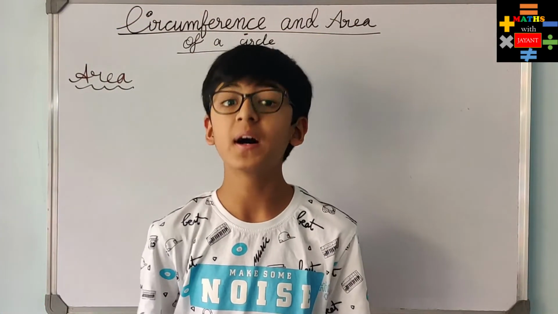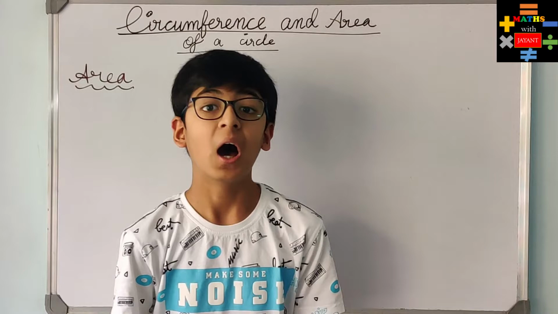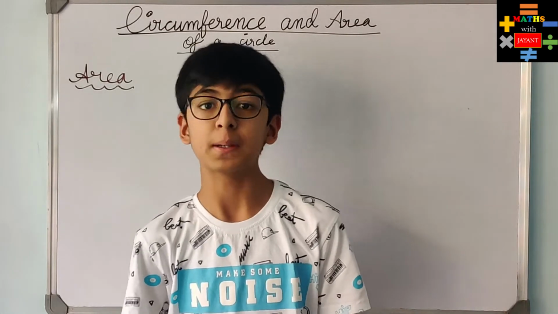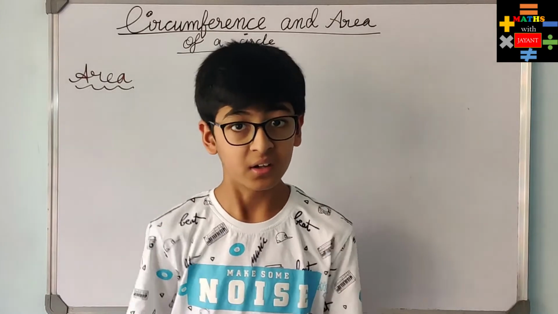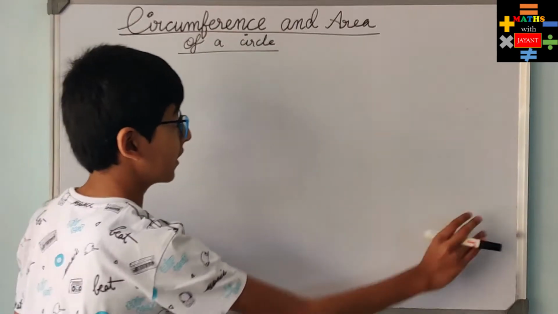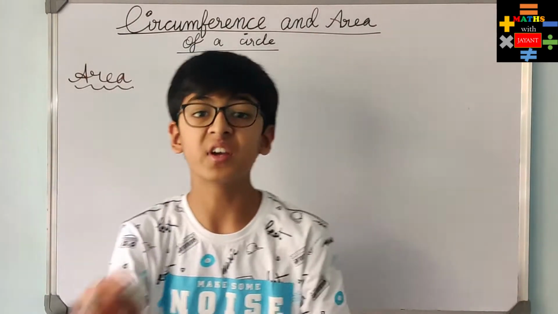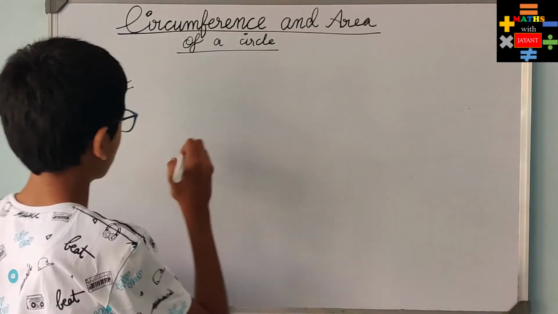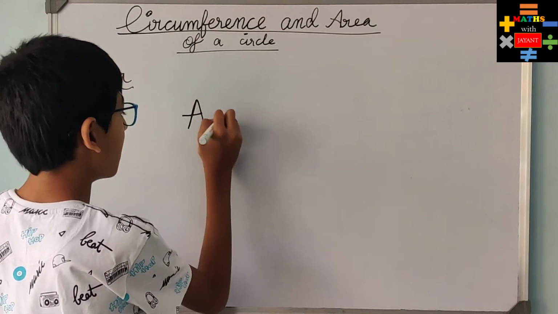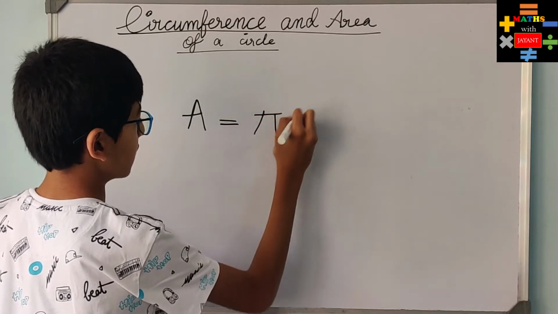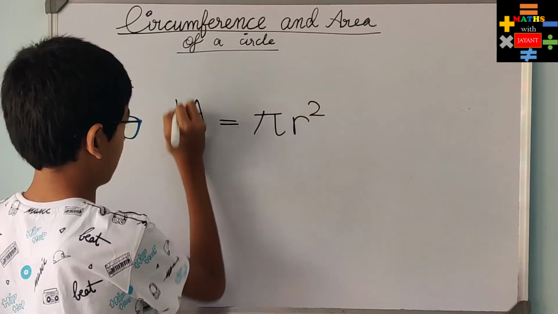Now let us talk about the area of a circle. How do you figure out how much space the circle is taking on your paper or on a plane? What do I mean by plane? Not the aeroplane. This is a plane, like the whiteboard is a plane. So how much area does my circle take? How will I figure that out? For figuring that, we use the formula: area of a circle is equal to pi times the radius squared.